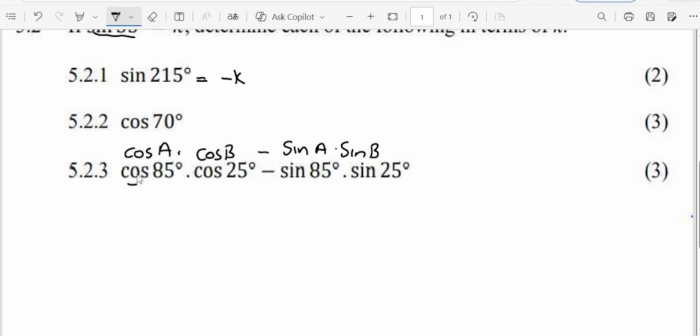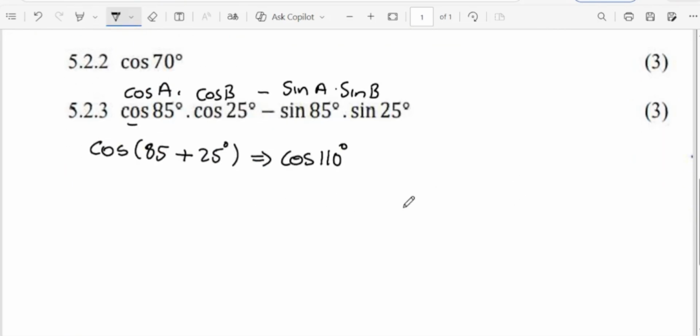Then what happens to the sine? The sign changes. So we can write this as the cos of 85, which is angle A. We add this to angle B, which is 25 degrees. So we can reduce that long expression to cos 110 degrees. If you add this to this, it gives us 110. So we reduced that long expression to cos 110.